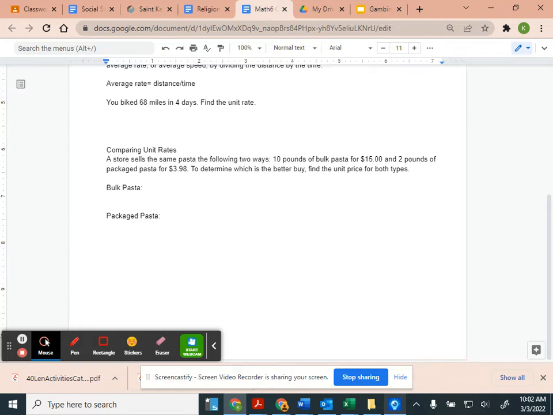Which one is a better buy? Costco. In order to know for sure, because sometimes Costco sells something in bulk and it's not a better deal. You have to be careful. So sometimes bulk deals are not better. So you want to be able to compare the unit rates of both of them.